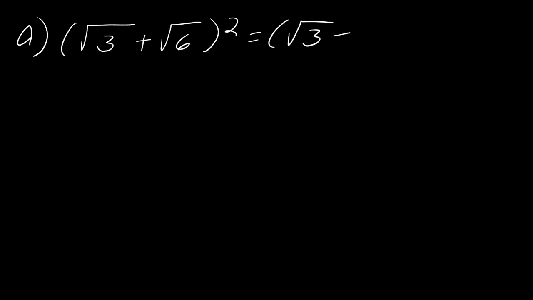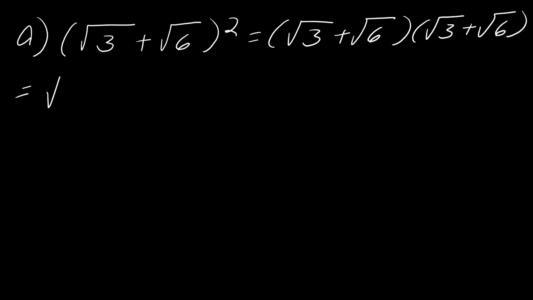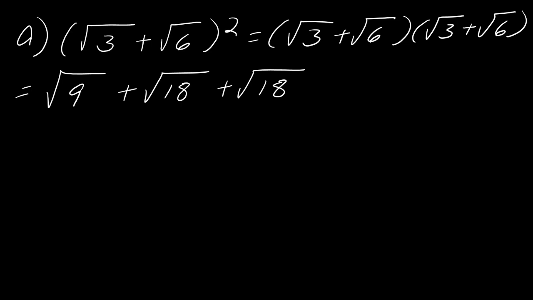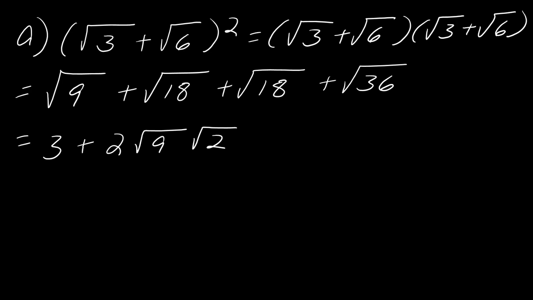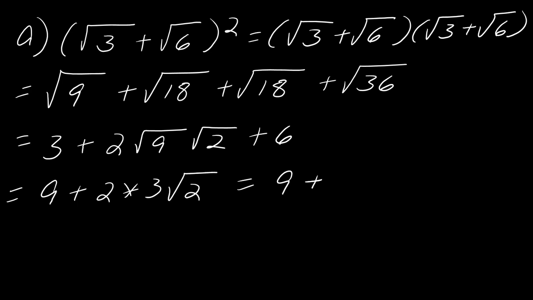So I need to take the square root of 3 plus the square root of 6, times the square root of 3 plus the square root of 6. So this is going to be the square root of 9 plus the square root of 18 plus the square root of 18 plus the square root of 36. So this is 3 plus 2 times the square root of 18. So the square root of 18 can be broken down into the square root of 9 times the square root of 2. So I'm just going to set that up right now. And then I've got plus 6. The square root of 36 is 6. So this is going to turn into, let's see, I've got the 3 plus the 6, so that's 9. And then this is 2 times 3 times the square root of 2. So my final answer will be 9 plus 6 times the square root of 2.